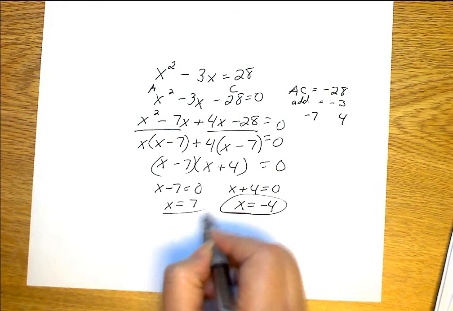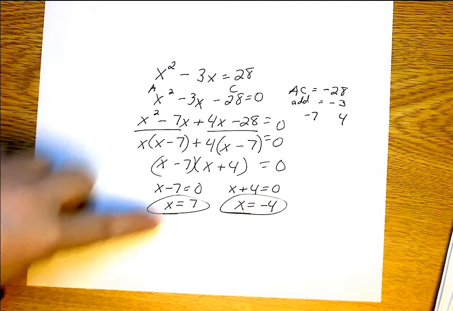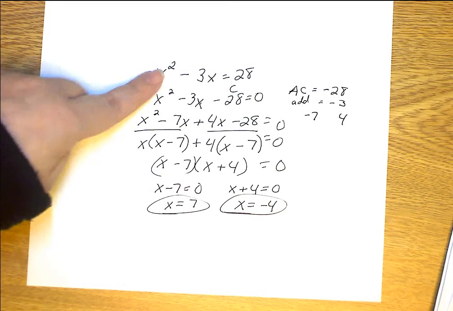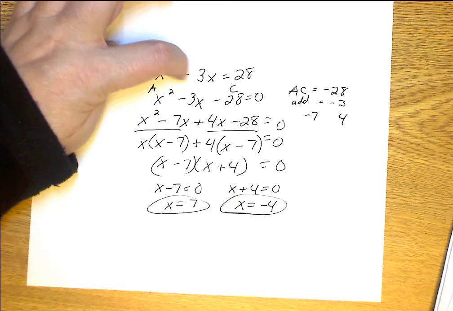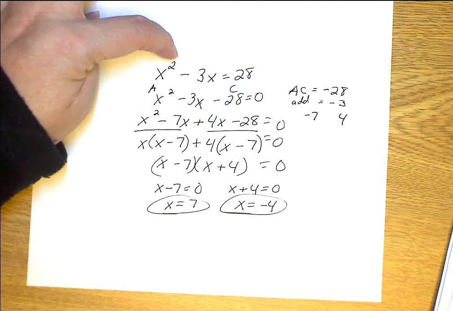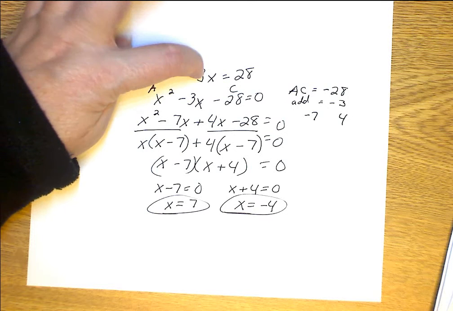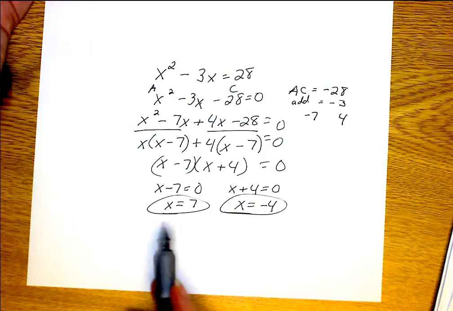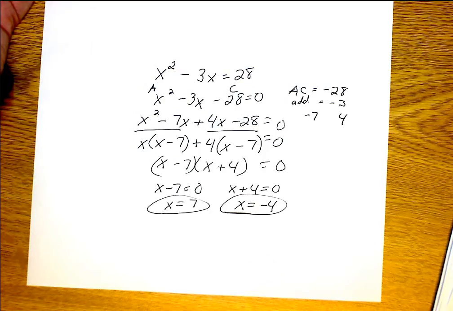Now, if you were to plug these back in, both of these would work. If I squared 7 and then subtracted my 21, I'm going to get 28. If I did negative 4 and squared it, subtracted my 3 times the negative 4, I'll also get 28. So this works. These are two numbers. If I was finding a length, which one could I not use? Negative 4.